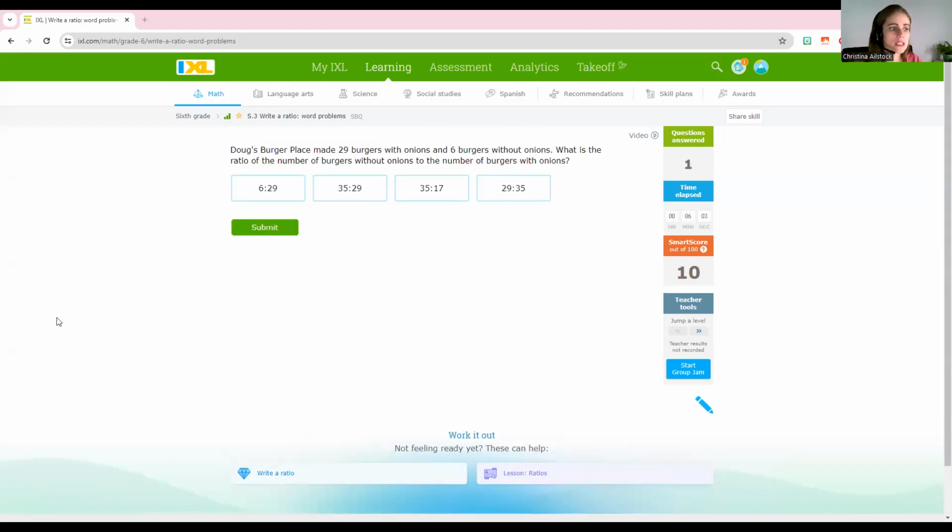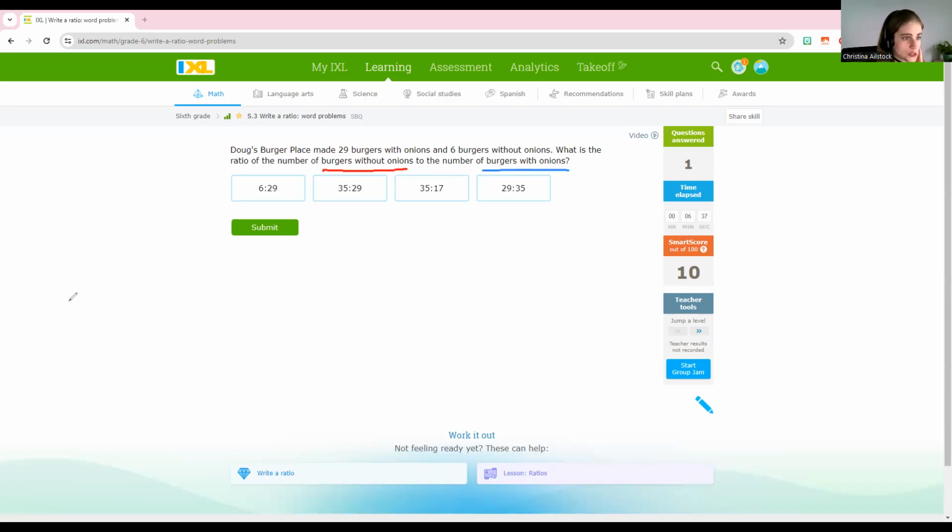All right, let's try another one out. Doug's Burger Place made 29 burgers with onions and 6 burgers without onions. What is the ratio of the number of burgers without onions to the number of burgers with onions? Ooh, okay, we have two very similar things we're comparing here, one with, one without. So I really want to read this carefully to make sure I don't mess it up. I'm going to go back and reread the question part, and I want the burgers without onions compared to the burgers with onions.